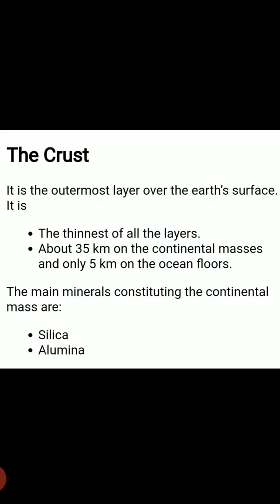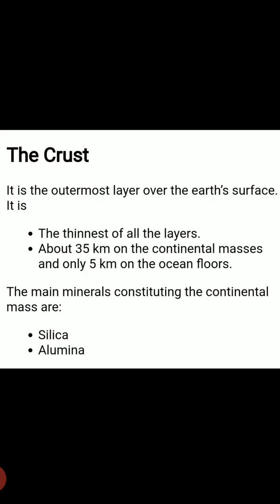Now you observe that our crust is made of the continental and the oceanic layer. About 35 kilometers on the continental mass, and only 5 kilometers on the ocean floor. In short, the crust is made by two layers: a continental layer and the second, an oceanic layer.